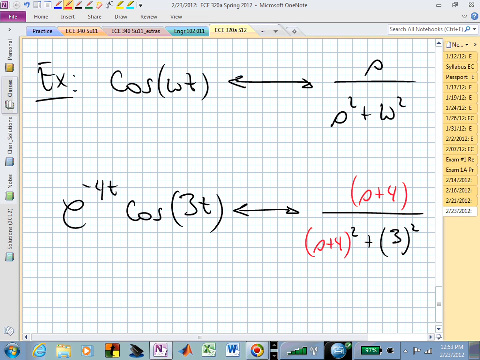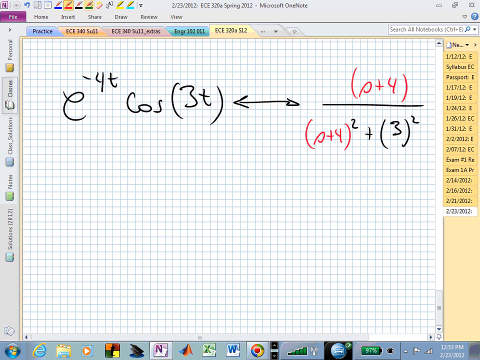If you plugged in s equal to minus 4 plus j3, or minus 4 minus j3, that's going to cause that denominator to vanish. What we've done then is we've moved off of the imaginary axis over an amount a into the left half plane. This is an exponentially damped cosine. It's decreasing in time. I'm sort of hinting at what we will become more familiar with later.